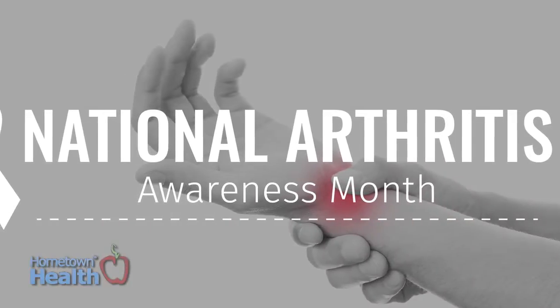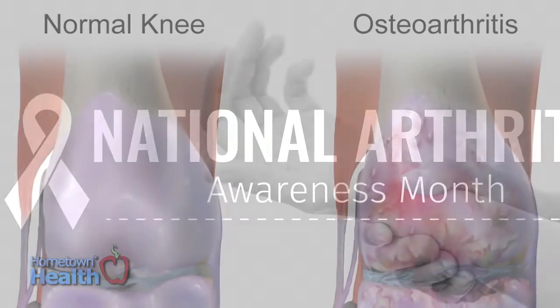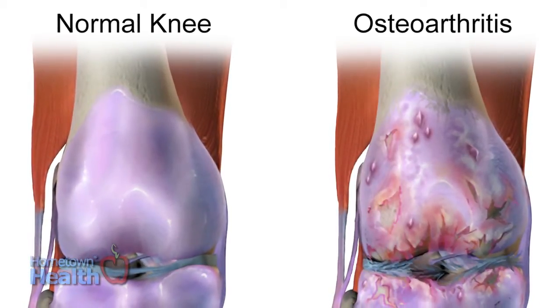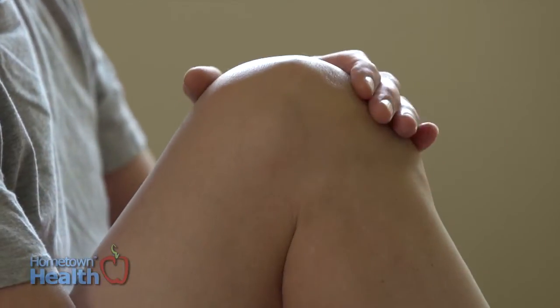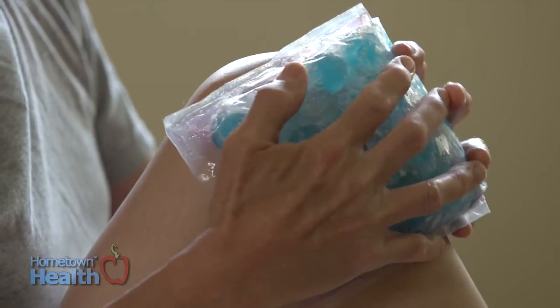May is Arthritis Awareness Month and National Osteoporosis Awareness and Prevention Month. Sometimes called degenerative joint disease or wear and tear arthritis, osteoarthritis is the most common chronic condition of the joints. It occurs when the cartilage or cushion between joints breaks down, leading to pain, stiffness, and swelling.